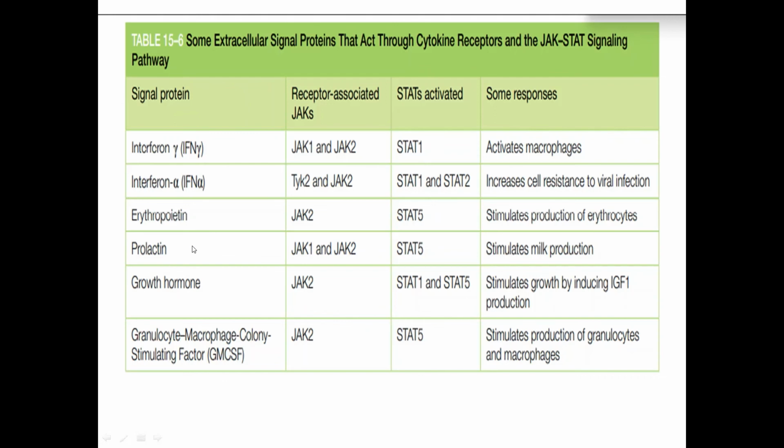Prolactin is needed for milk production, basically after the birth of a baby, and erythropoietin is needed for blood cell formation, and interferon alpha and gamma, they are needed for showing the immunity or immune response, and the receptors are there like JAK1, JAK2, TYK2, JAK2. So these are some receptors, and STAT proteins are also mentioned, and their responses are also listed up here. So you need to remember the signals basically, and the responses.